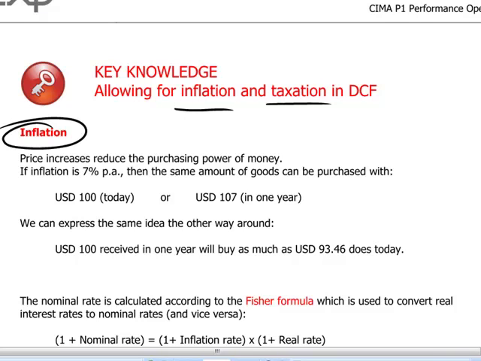Now, basically, the inflation represents price increases that reduce the purchasing power of money. So if we have inflation of 7% in a year, $100 in hand today is effectively equivalent to $107 in hand 1 year from today. In other words, both amounts in the respective time, in this case, t equals 0 for the $100 and t equals 1, both amounts will buy the same amount of goods.